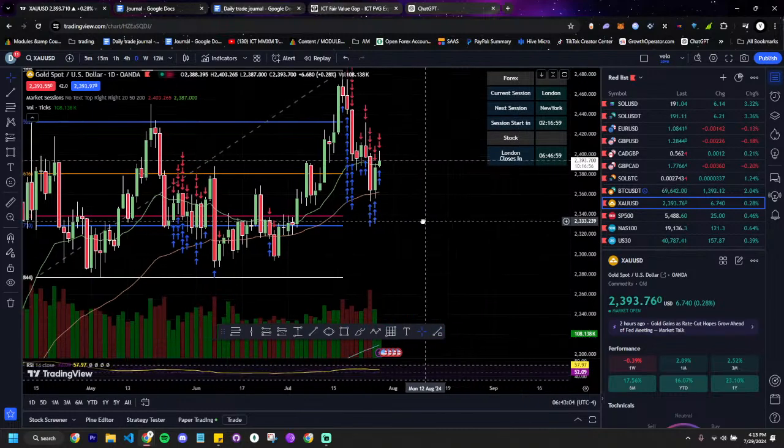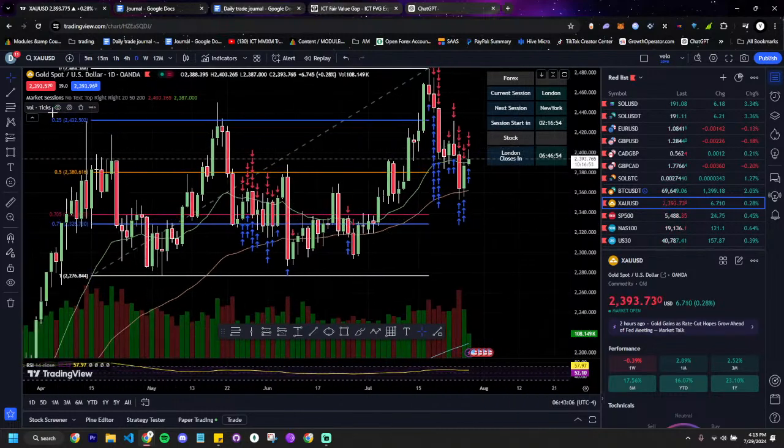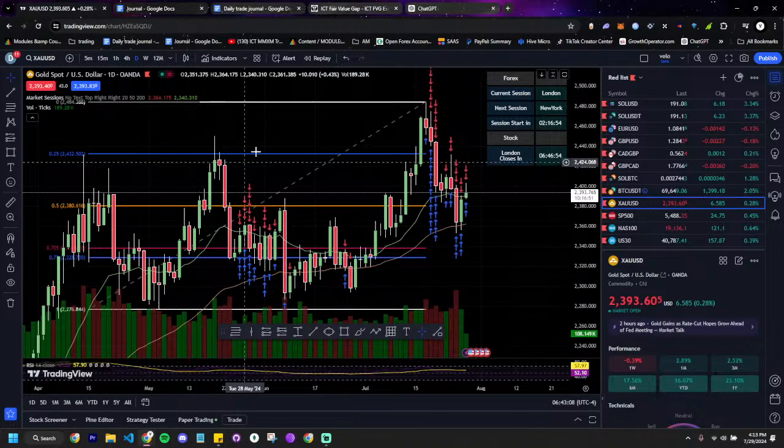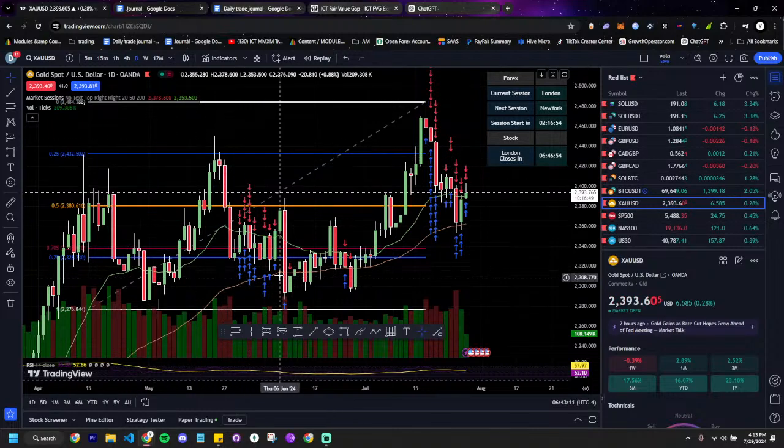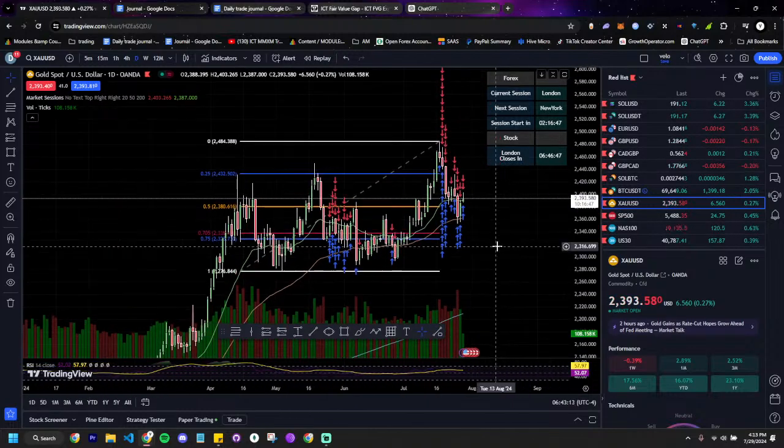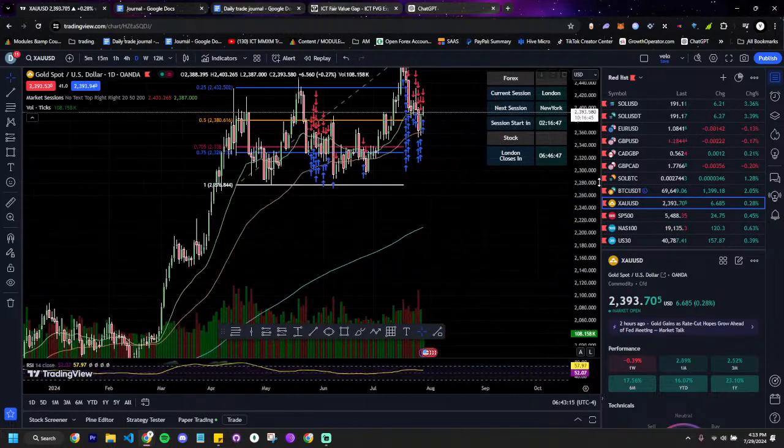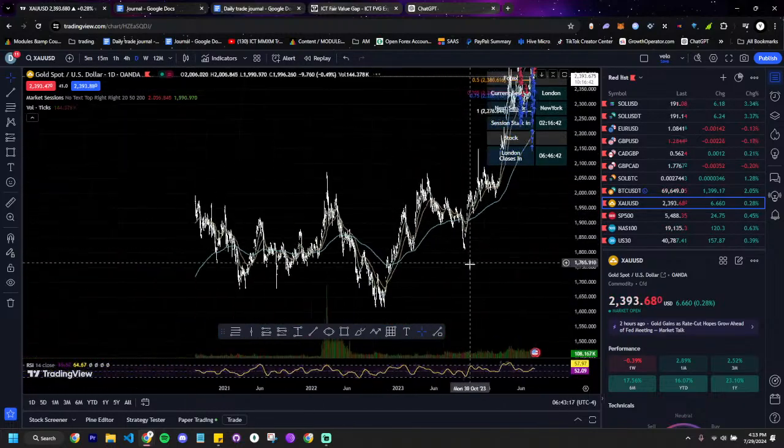But over here, let's see, we took out this swing high, and we went towards this swing high, and now we're taking out this. It's consolidating. I really don't like consolidating markets. I like market maker models rather than consolidating phases.